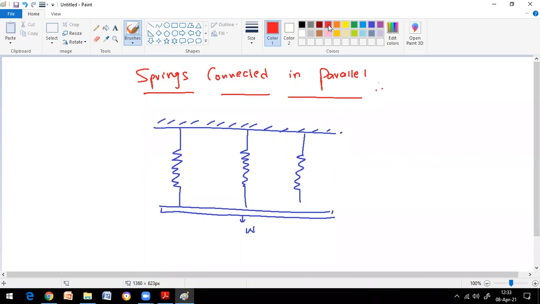Same in each spring, sir. When the springs are connected in parallel, this load will be divided into 3 equal parts as W1, W2 and W3. The values of W1, W2, W3 might be the same as they are all connected at the same height.